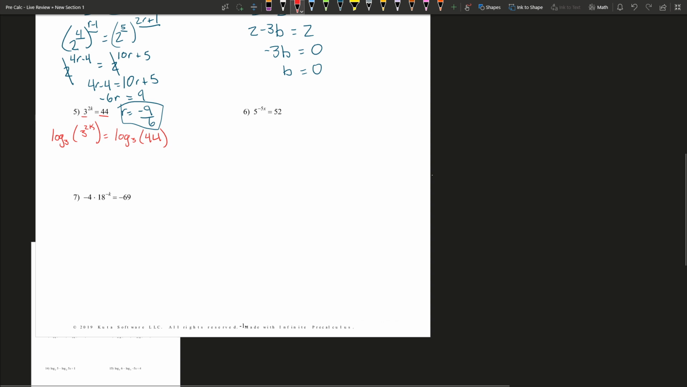And again, the reason we take log base 3, this 3 becomes our base, and we're trying to cancel them out. So we have to take the log base 3 of 3 to some power. When we do that, the log base 3 and the other base of 3 cancel, so you're just left with 2k. And then the log base 3 of 44 stays the same. And then if you divide both sides by 2, you get your answer.